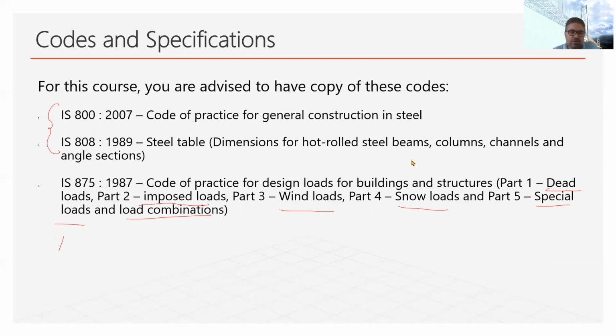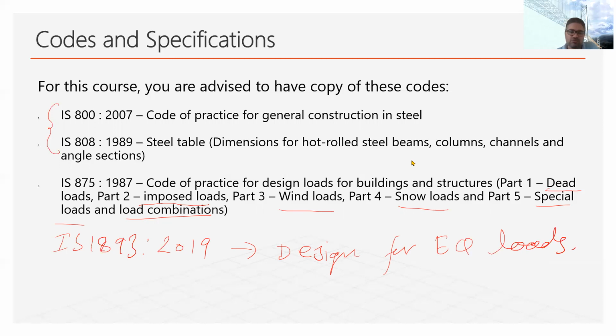Besides this, one more code which is very important is IS 1893, and it was, I think, latest modified in 2019. This code is responsible for the design of buildings using earthquake measures, design for earthquake loads. In this course, we will not cover the earthquake aspect. So this code is basically for your information. We will not be able to use this code in our course because of the limitation of the content.